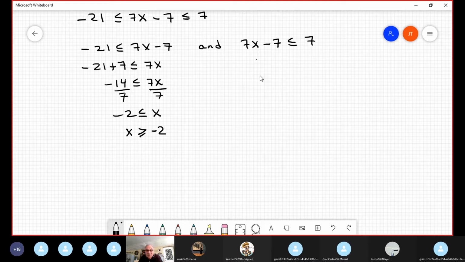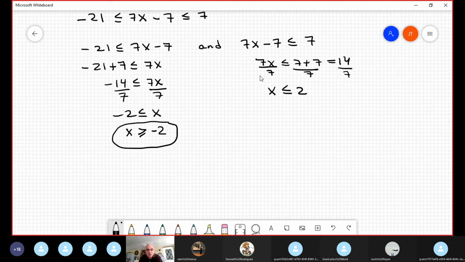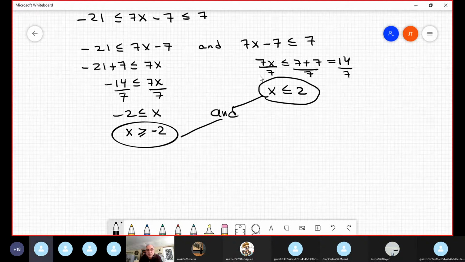This is easy. 7x less than or equal to 7 plus 7, we get 14. Divided by 7. No problem. x less than or equal to 2. Now you connect this interval and this interval by and. Let's do it.